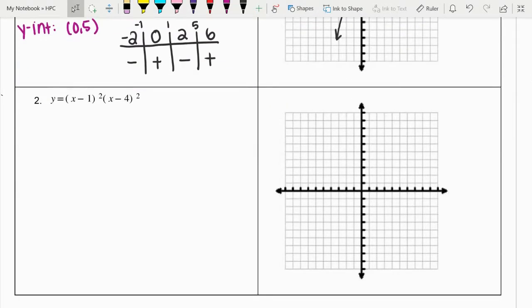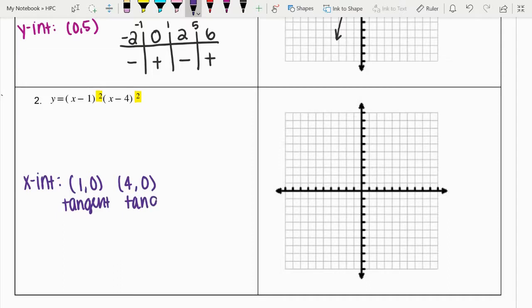Going to number 2, we have y equals (x minus 1) squared times (x minus 4) squared. So I know my x-intercepts. My x-intercepts are going to be at (1, 0) and at positive (4, 0). Okay, and my multiplicity is 2. It's even for both of them. So they are tangent, my x-intercepts.